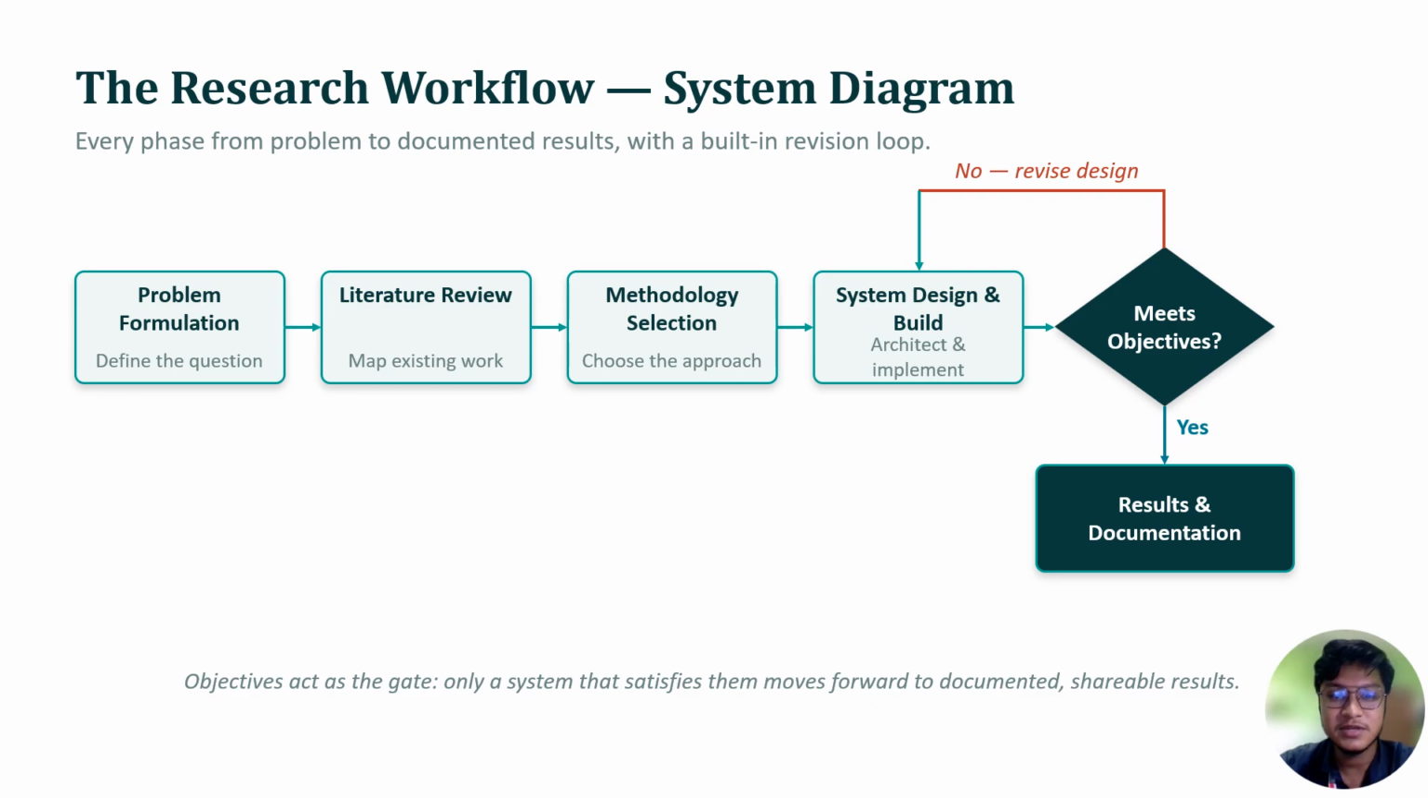In this slide, we will know the research workflow. This slide shows the complete research workflow. We first start with problem formulation and define the research question. Then we do a literature review to understand existing research. Next, we select the appropriate methodology. After that, we move to system design and implementation. Then we check whether the system meets our research objective. If the objectives are not met, we go back to revise the design. If the objectives are met, we continue to result and discussion.